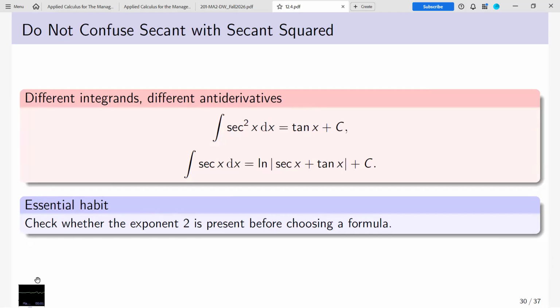Secant and secant squared are not interchangeable. One tiny exponent changes the entire antiderivative, which is a lot of influence for such a small symbol.